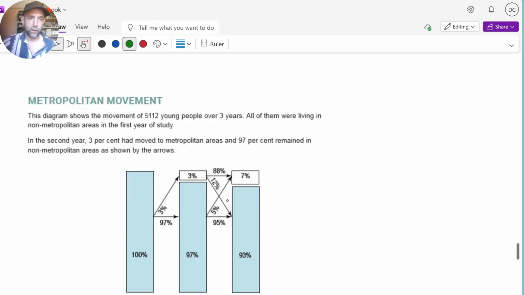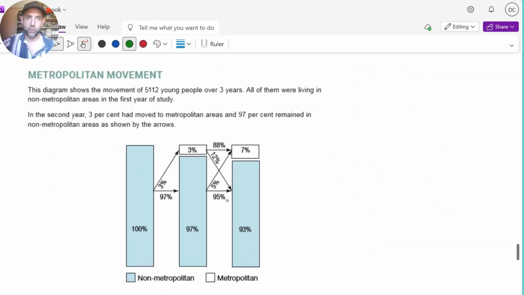Moving on to the last question, question 20. We've got a diagram representing the metropolitan movement. It says the diagram shows the movement of 5,112 young people over 3 years. All of them were living in non-metropolitan areas in the first year of their study. But in the second year, 3% had moved to the metropolitan areas and 97% remained in non-metropolitan areas, as shown by the arrows. So this is representing my first year.